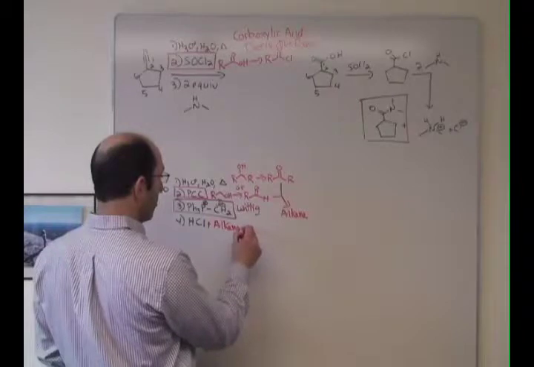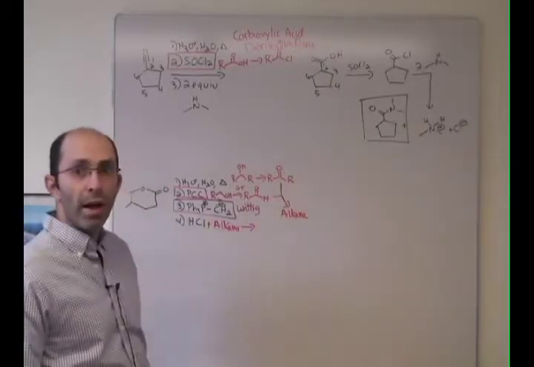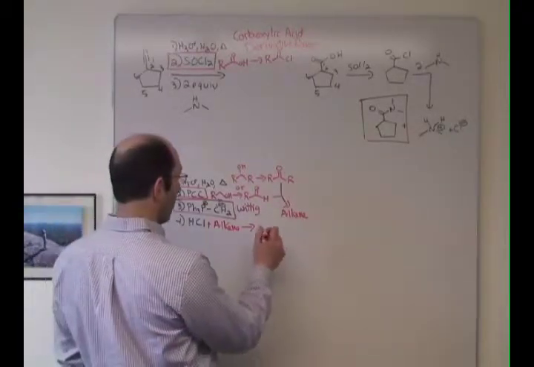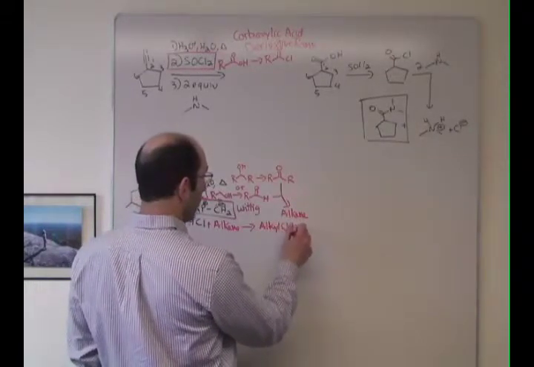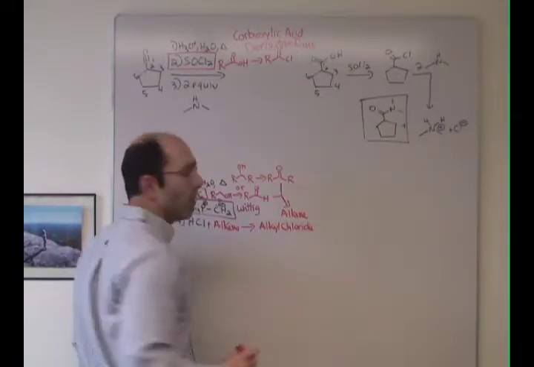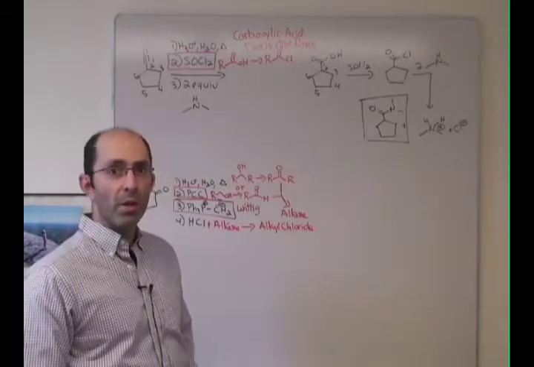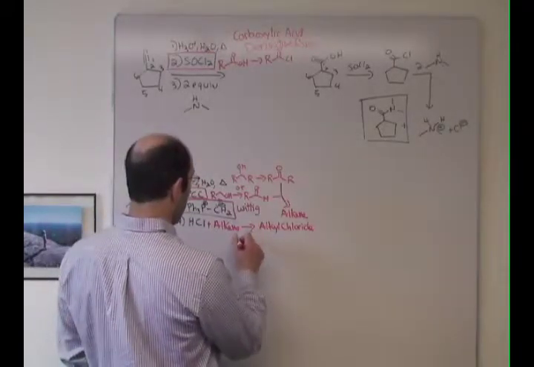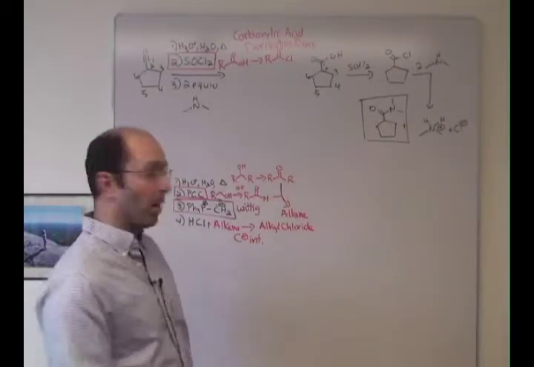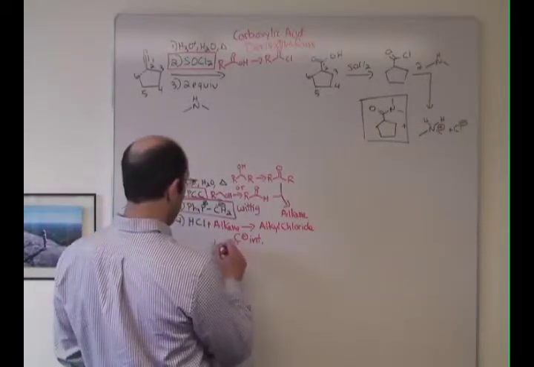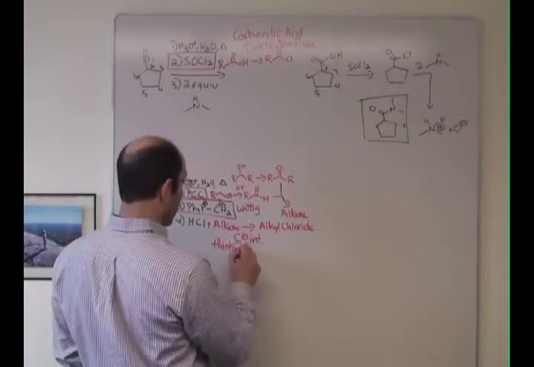plus HCl. Right? We know that we're going to add HCl across the alkene, so this is going to make an alkyl chloride. We know from our HX chemistry this is going to form a carbocation intermediate. And we know when we form a carbocation, we need to think rearrangement.